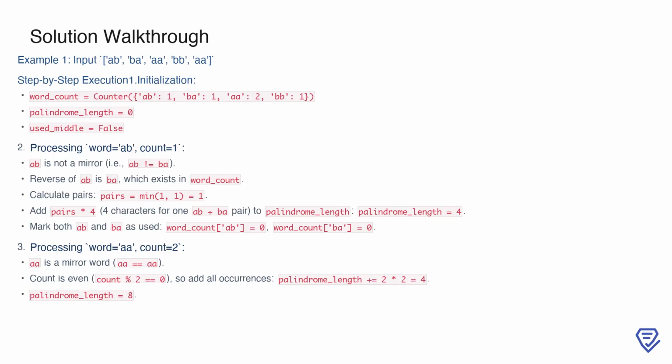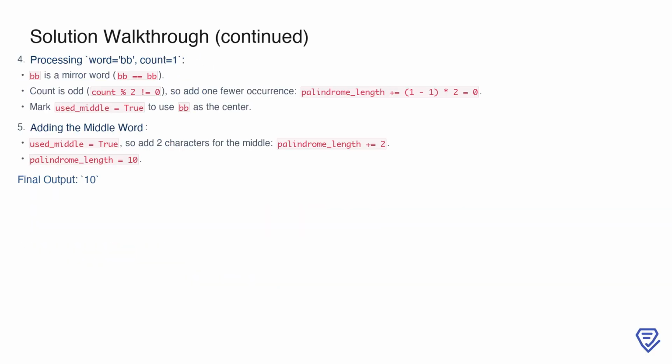Now, we process the word bb, which is another mirror word. Since it occurs only once, we can't form a pair, but we keep it aside to possibly use as the center of the palindrome by marking used_middle as true. At this point, we add the middle word. Since used_middle is true, we add 2 characters to the palindrome_length for the center, resulting in a final length of 10. This is the longest palindrome we can form for this input.